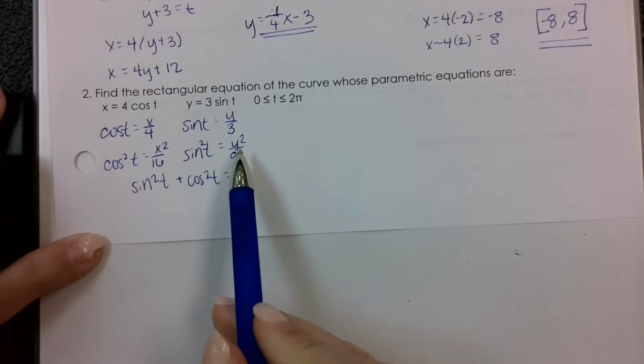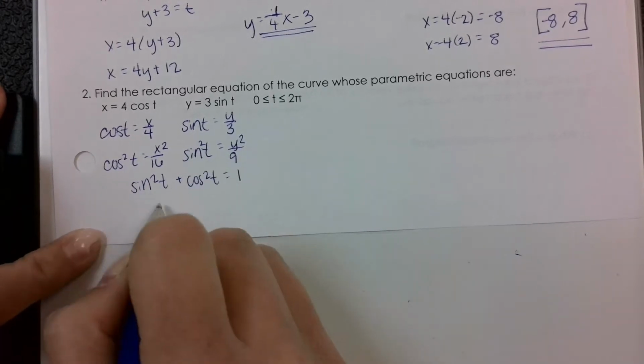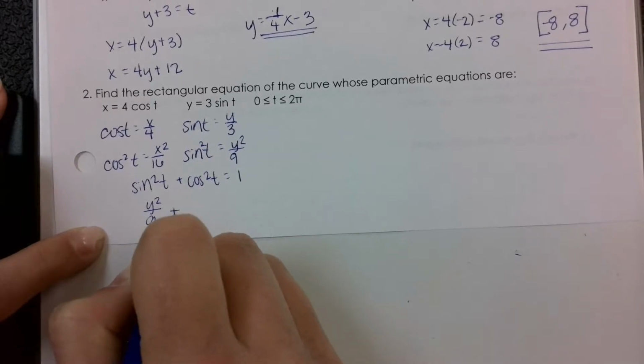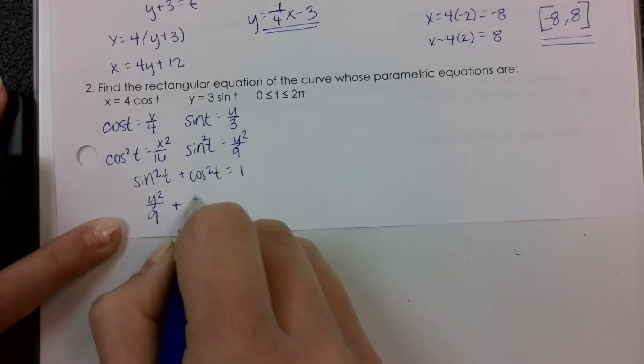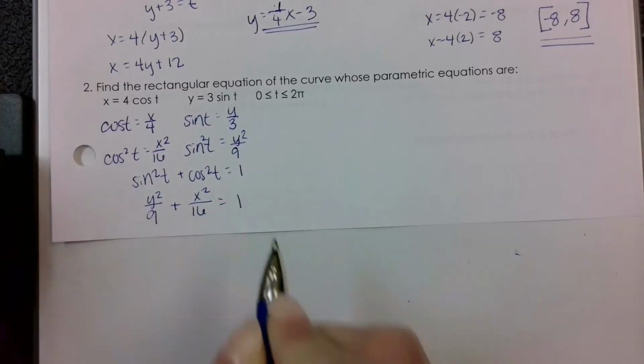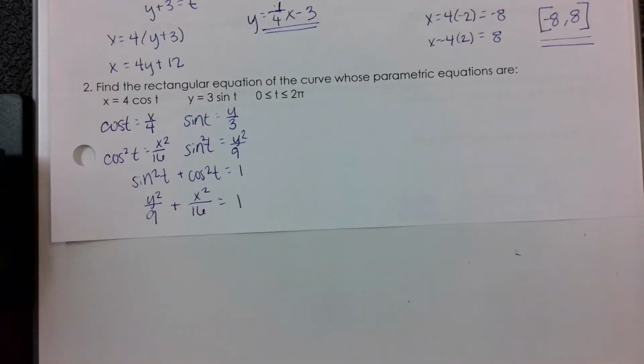Given that, we could say y squared over 9 in place of sine squared plus x squared over 16 in place of cosine squared equals 1. And now our parameter has been eliminated because we don't have t's in there anymore. Is that okay?